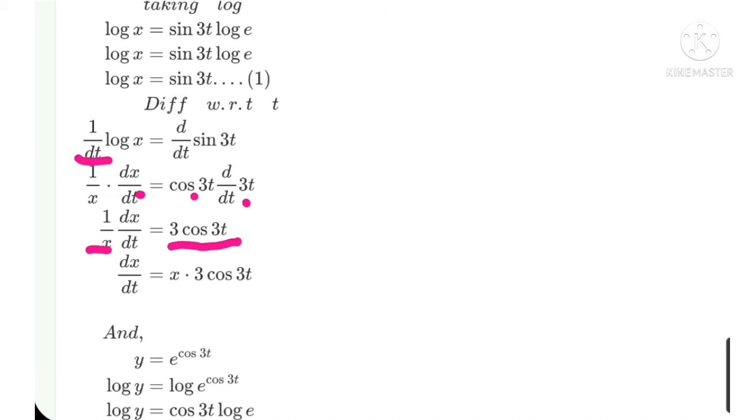So 1 upon x into dx by dt is equal to 3 cos 3t. So here we find dx by dt is equal to x into 3 cos 3t.